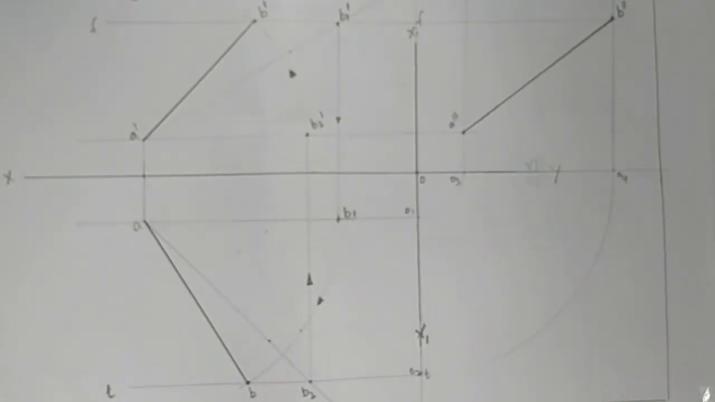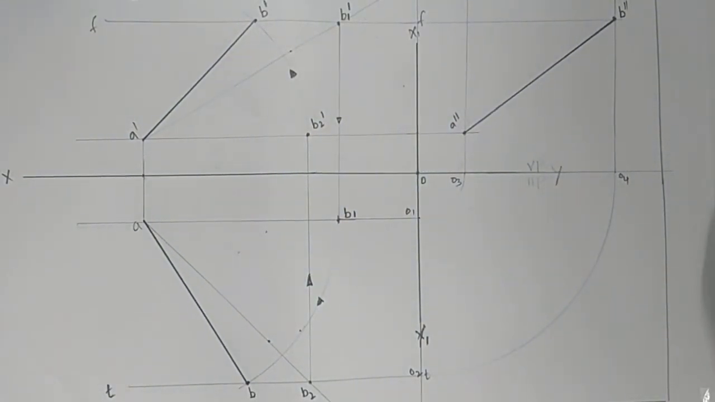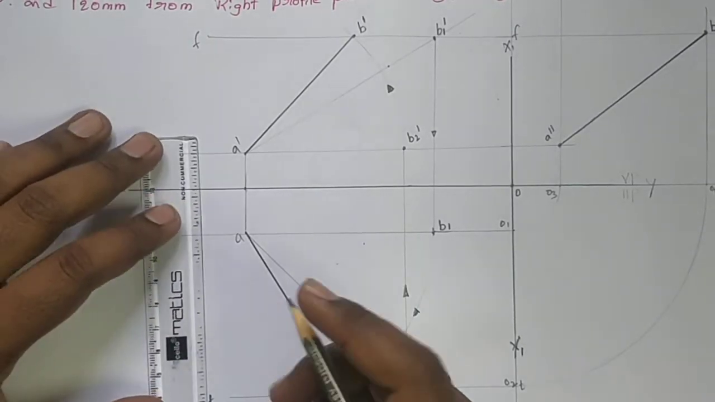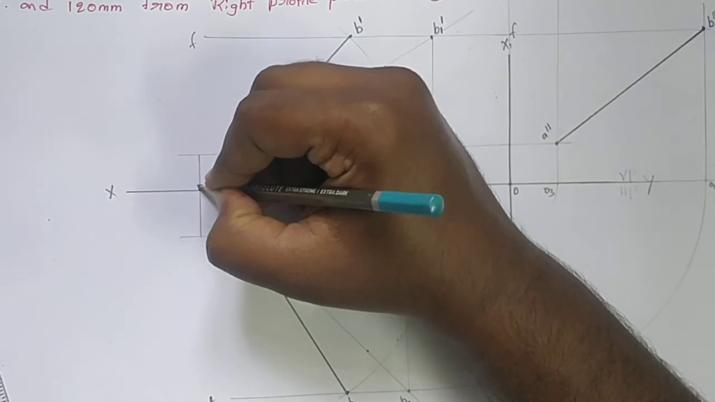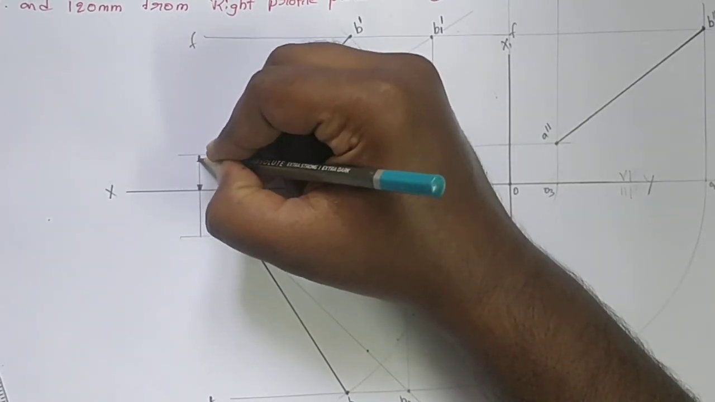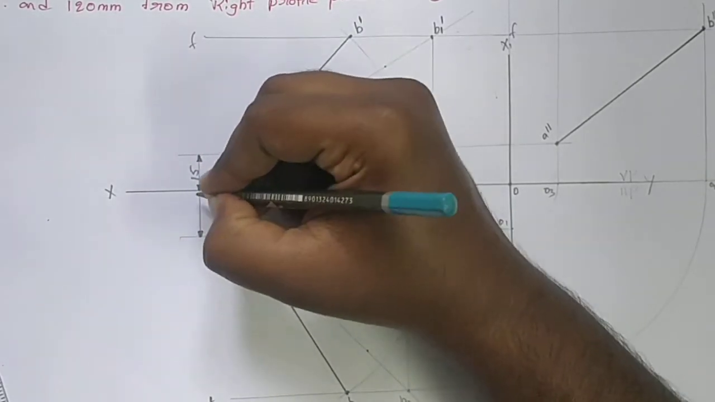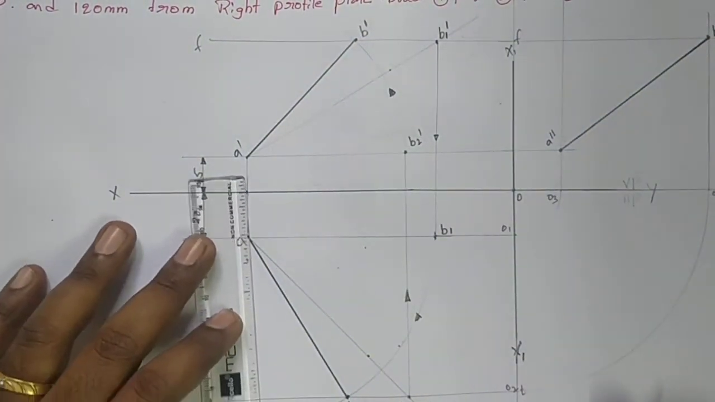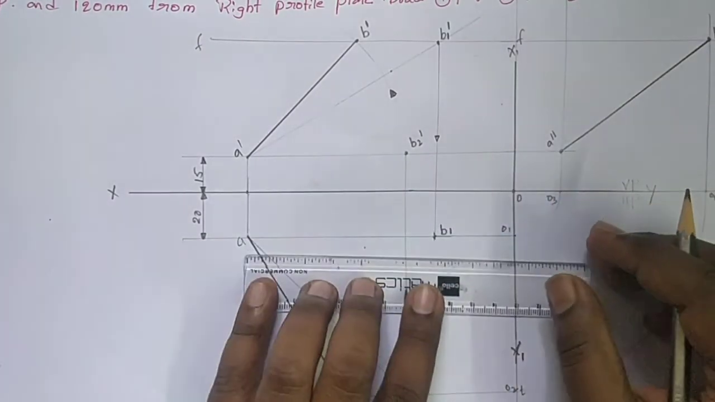Like this, we need to draw the front view, top view and side view. After completion of this, we need to give the dimensions. Okay. Above HP is 15 mm and in front of VP is 20 mm, and the distance from this point to this point is 120 mm.